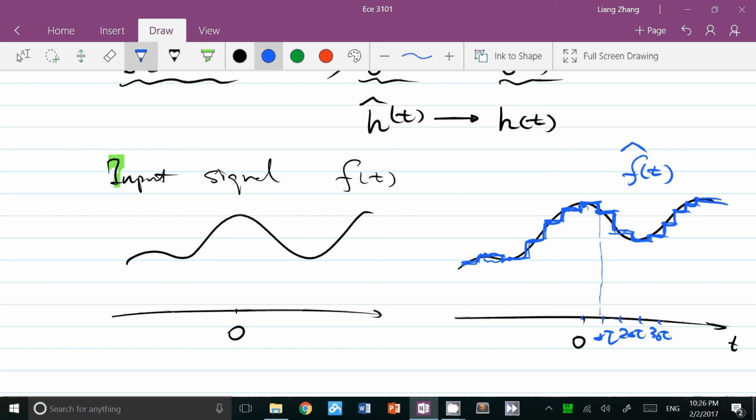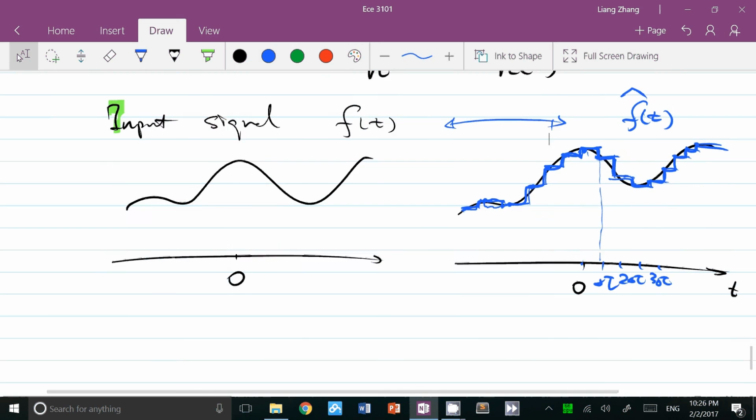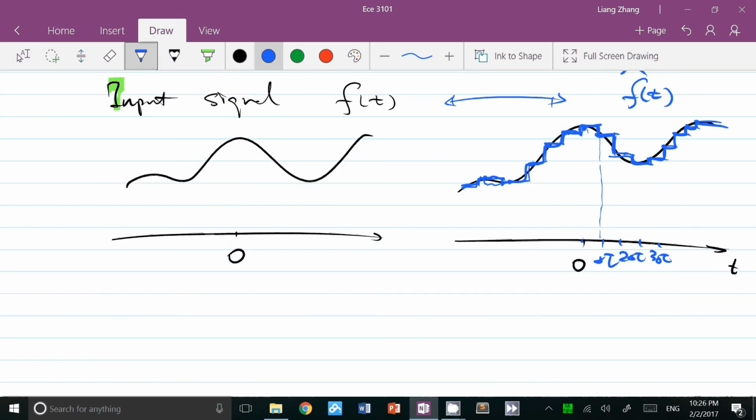Now, these two signals are not too far away from each other. Again, if I let delta tau go to 0, we probably can imagine f hat of t will be approaching the original f of t. So when the stairs become narrower and narrower, of course you're actually approaching the curve that we started with.